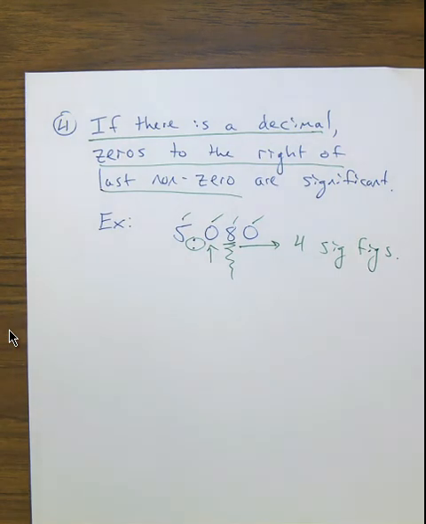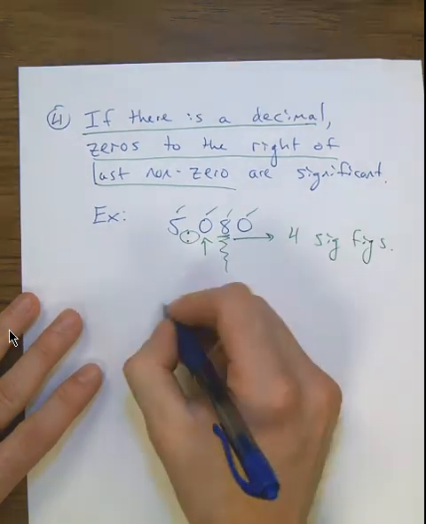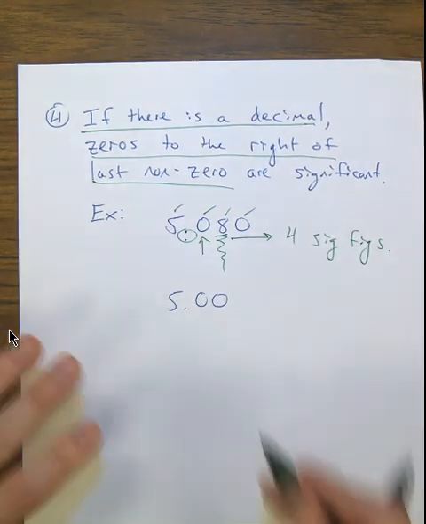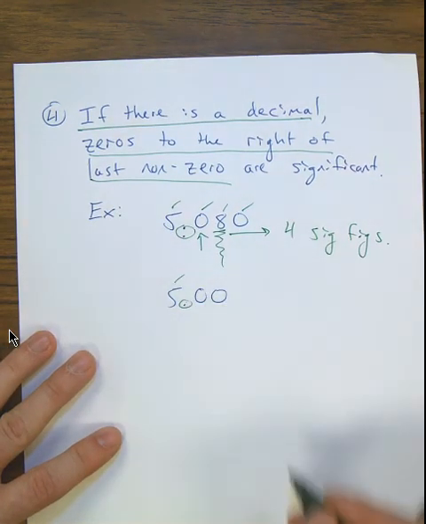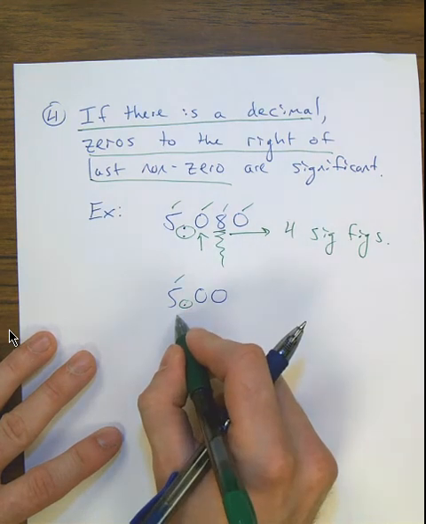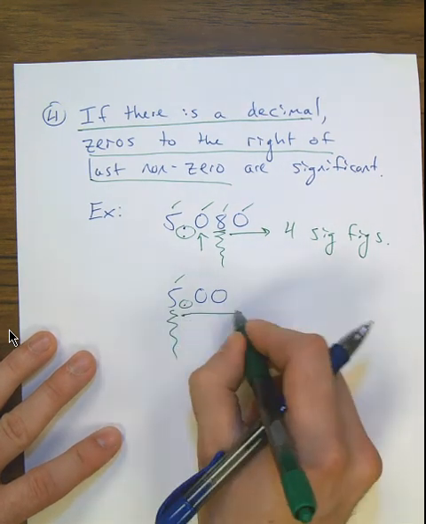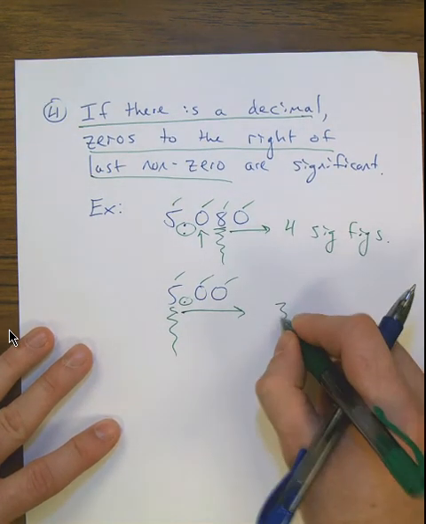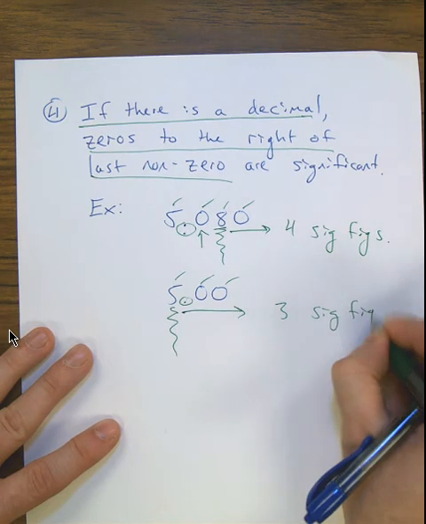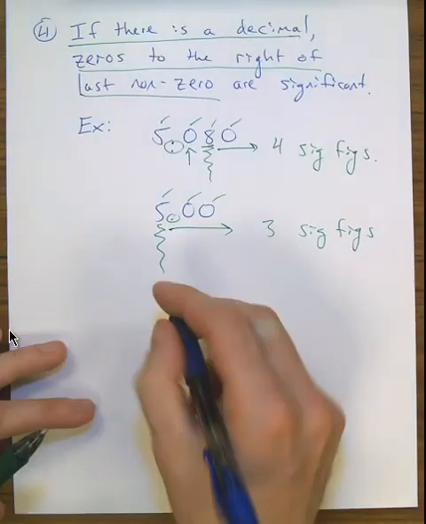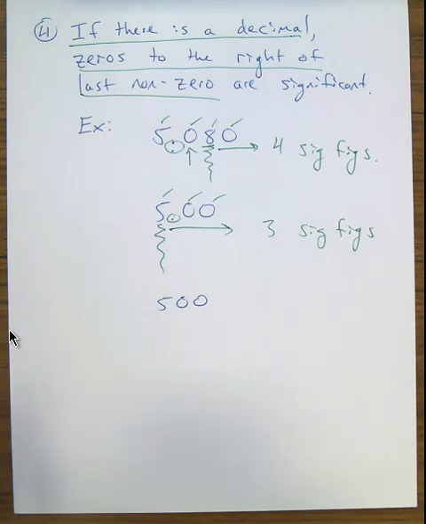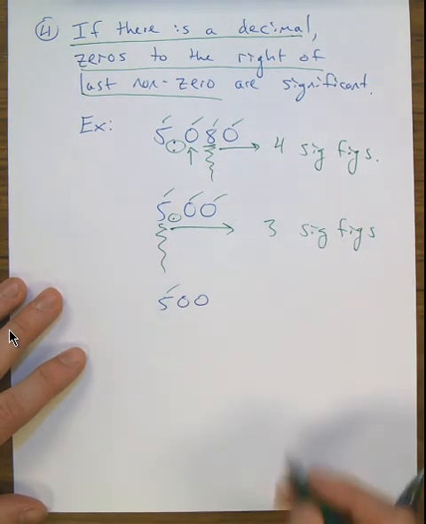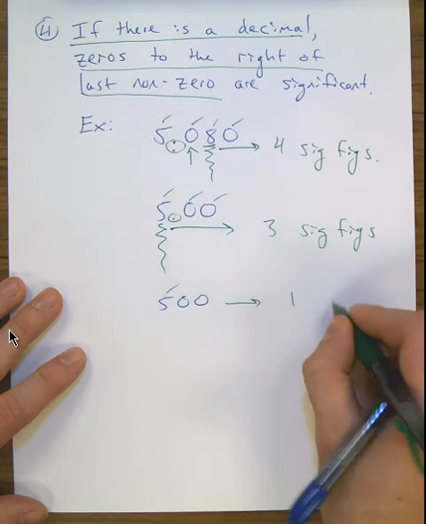Now, let's look at another number. Say I have 5.00. All right, I know the 5 is significant. Hey, there's a decimal. Okay. That means everything to the right of this last non-zero is significant. So these two zeros in this case do count. So there's a total of 3 sig figs. Now, that's different than if I had the number 500. 500 doesn't have any decimal. Because it doesn't have any decimal, the 5 is significant and that's it. And I have a total of 1 sig fig.